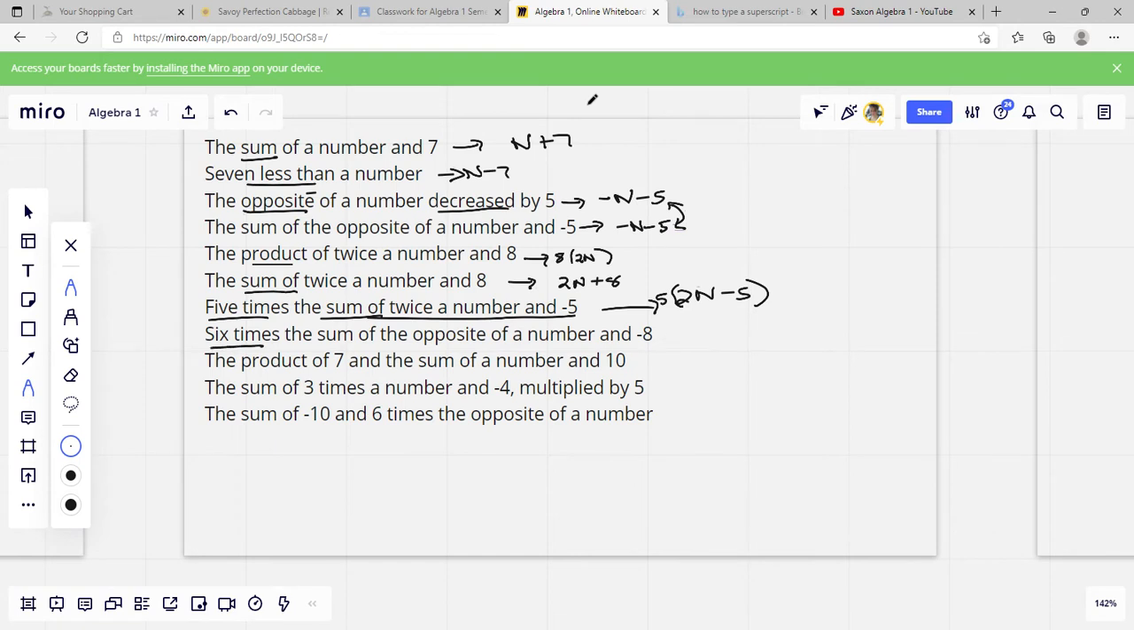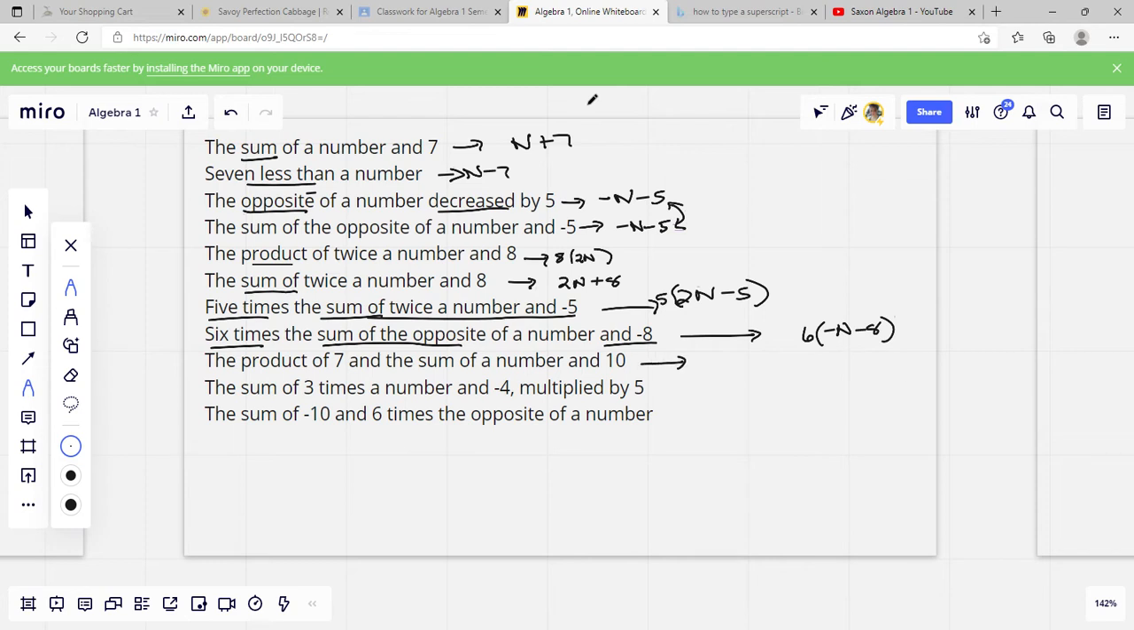6 times the sum of the opposite of a number and negative 8. So first I'm going to do the sum of the opposite of a number and negative 8. And then we need 6 times that. Some of these you're going to have to have parentheses.